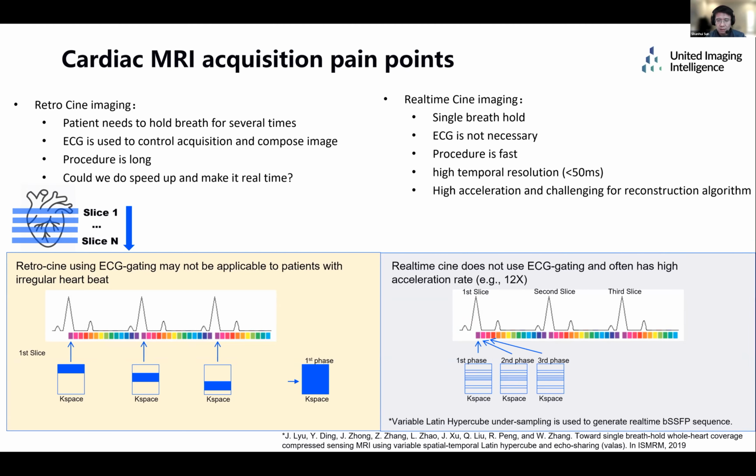Then for the second frame, we fill in some other k-space locations based on some other pattern, and fill in the data required for the second phase, and so on and so forth. We can gather all the data for just one cardiac cycle. For the second cardiac cycle, we just acquire another slice. In this way, we can reach close to real-time acquisition, but this high acceleration rate poses a challenge for MRI reconstruction.